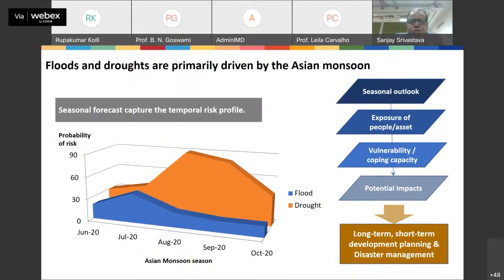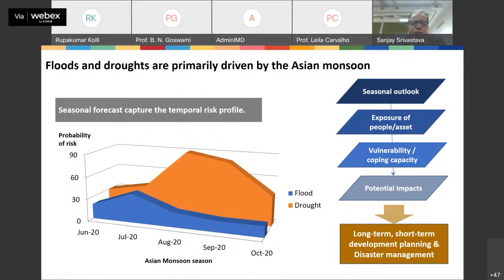Because basically the monsoon is a risk driver. And when you see the 85% of the climate risk of Asia Pacific, this is over the time from June to October. This is the month where there are largest losses coming from the climate risk profile. And that is the time of the monsoon, Asian monsoon.